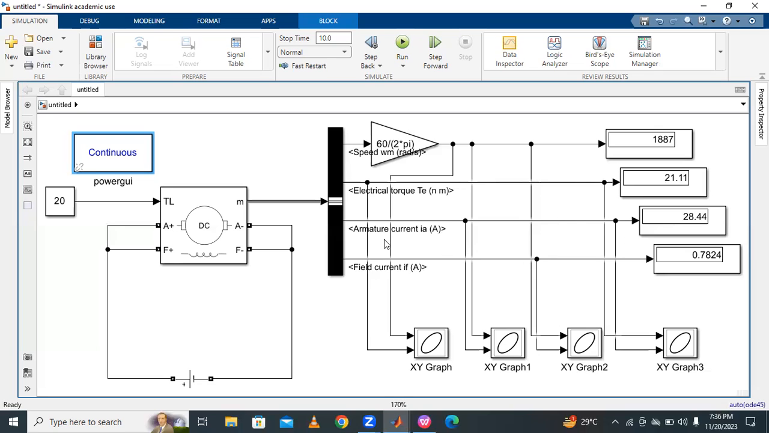Then next, the armature current increases according to the load. The armature current is 28.44 amps, and the field current is 0.784 amps.